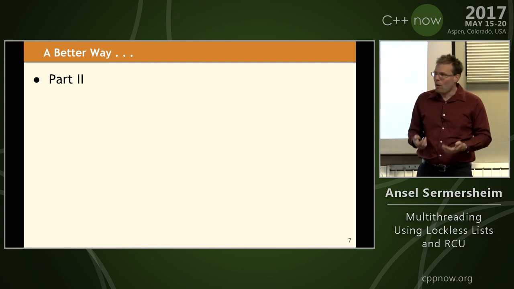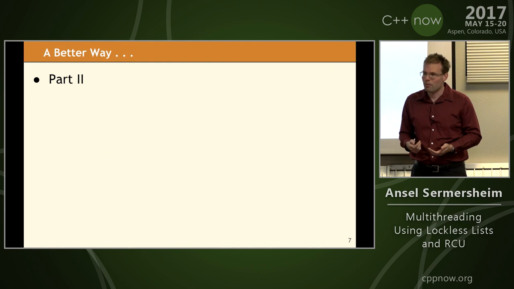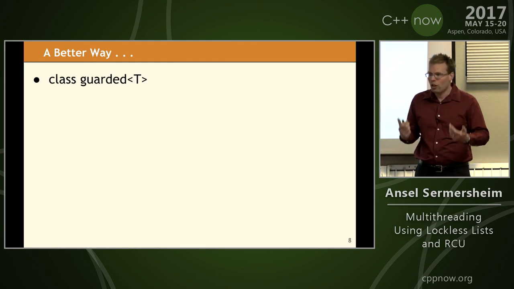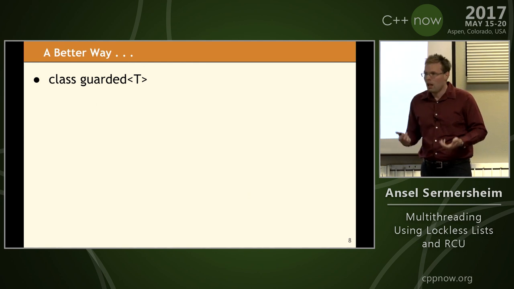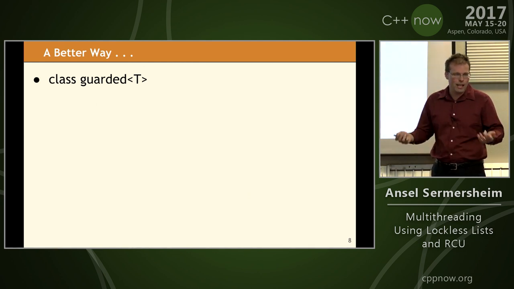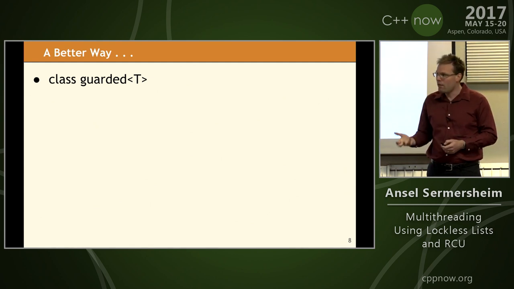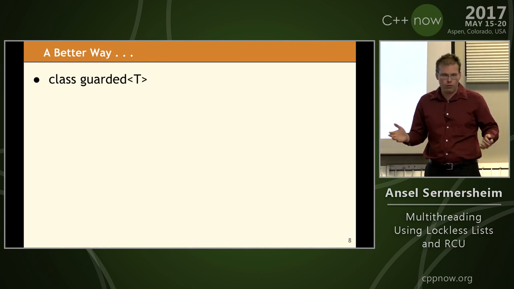We have a problem with this program. So we need a better way to reason about shared data in multi-threaded programs. And shared data needs to be guarded. Thus the definition of the class guarded T. It's a template. It can contain any kind of data you'd like. And we'll go over the definition of this class and a little bit of the implementation, and then show how it generalizes to more complex scenarios.